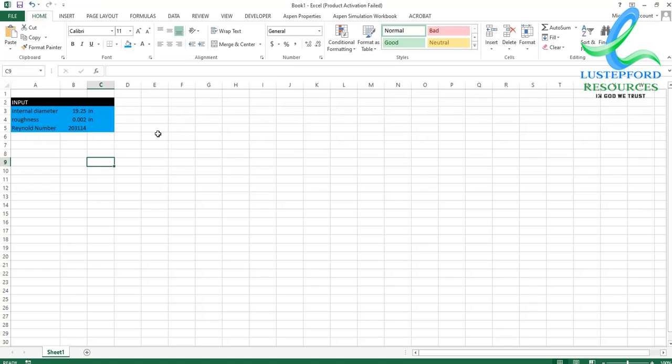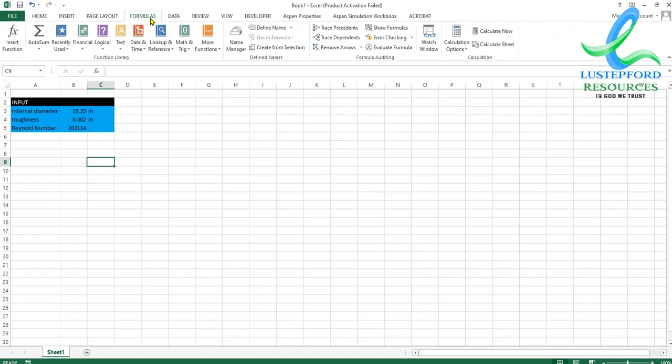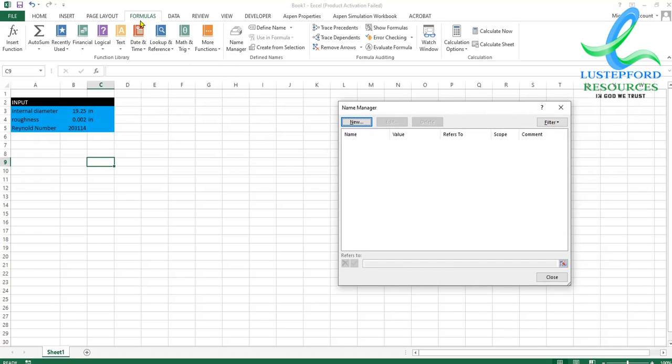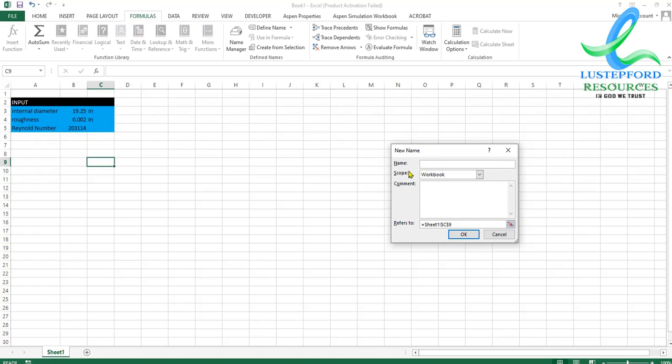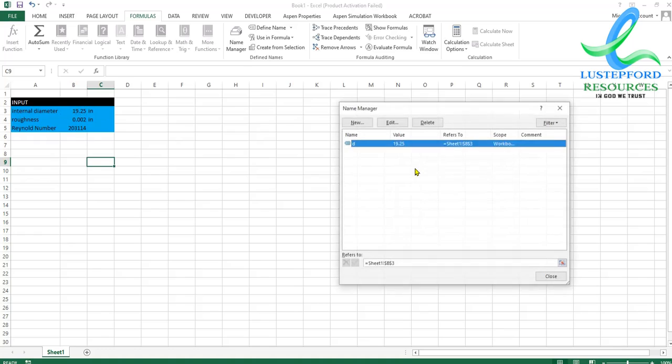Now we needed to name this using name manager. Go to formulas, name manager. Now add a new name. The name should be D, let me say small d. I will select equal to this one. It's okay.